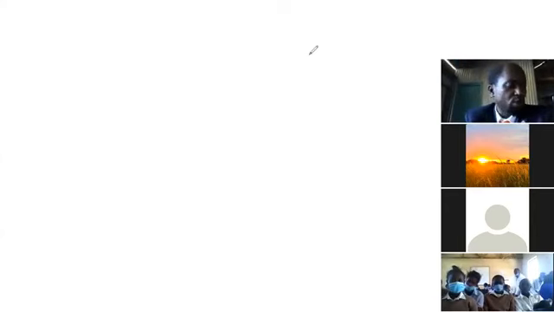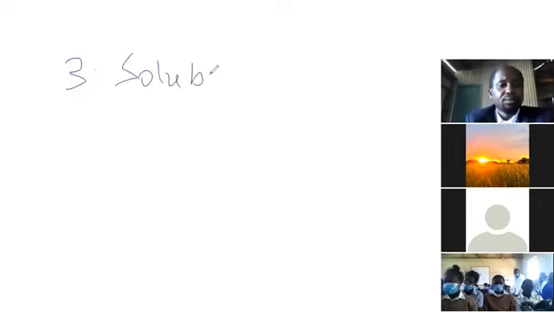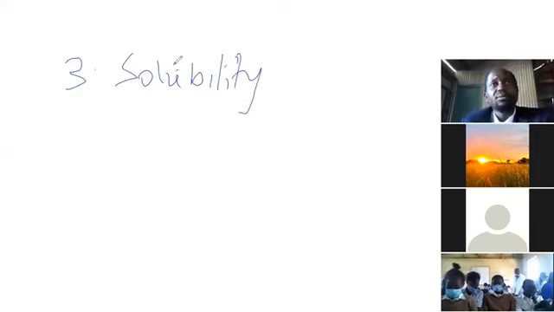Third area, solubility and solubility curves. From my analysis of the last 22 years, this has been examined twice. That is 2006 and 2015.